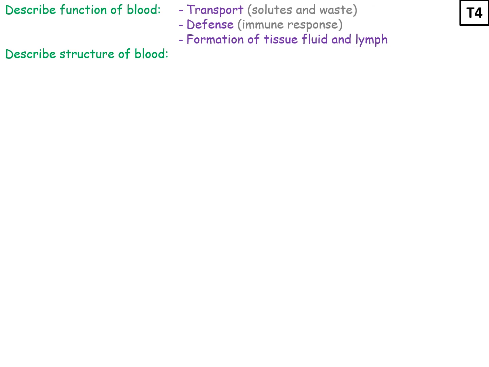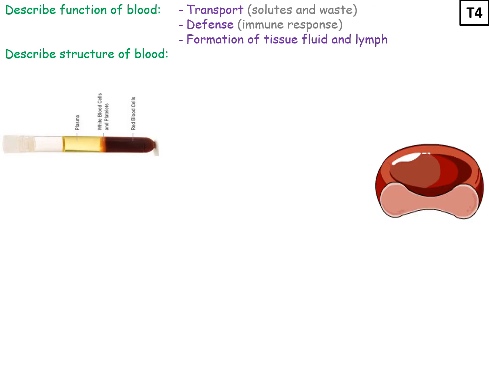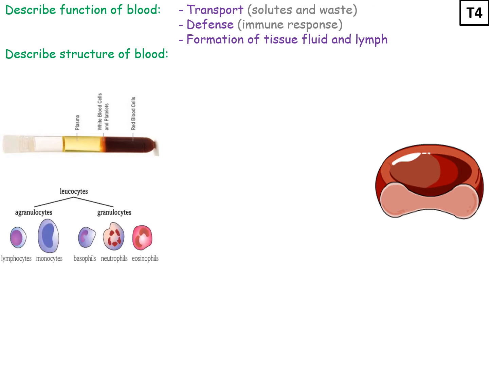Describe structure of blood. So you can see here that nearly half the blood is liquid in the form of plasma. It also contains red blood cells, otherwise known as erythrocytes. There are also white blood cells known as leucocytes. We know that white blood cells can release antibodies, but other white blood cells or leukocytes engulf pathogens.